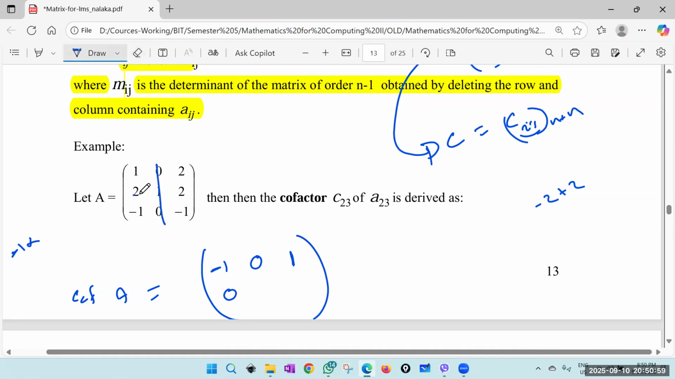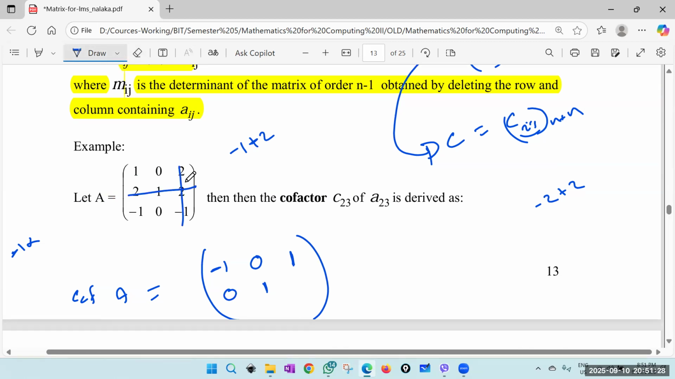Then we need to find this. This is 2, 2. 2 plus 2 is 4, positive. Then 1 into minus 1 is minus 1. Minus 2 into minus 1 is plus 2. 2 minus 1 is 1. Okay. Right. So now let's do the next one.